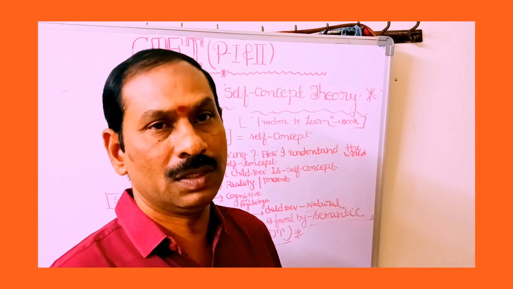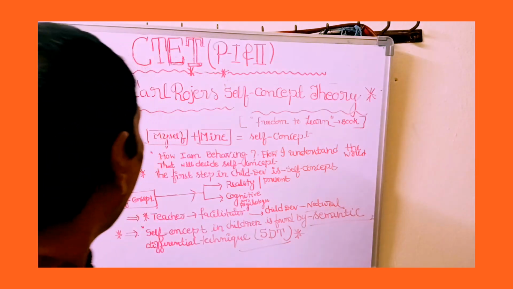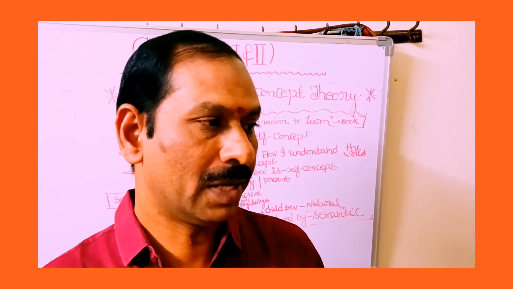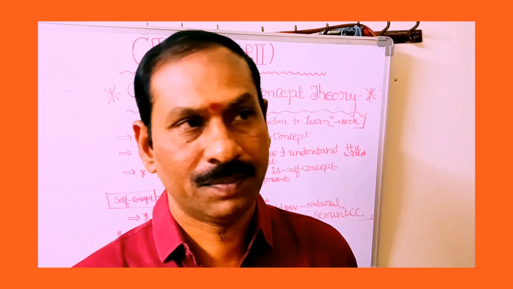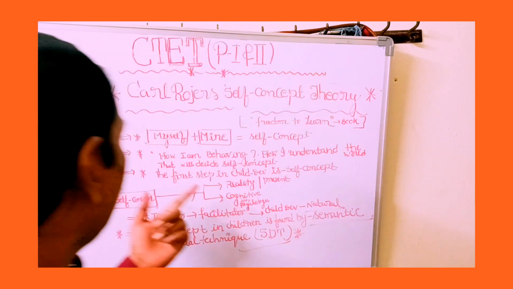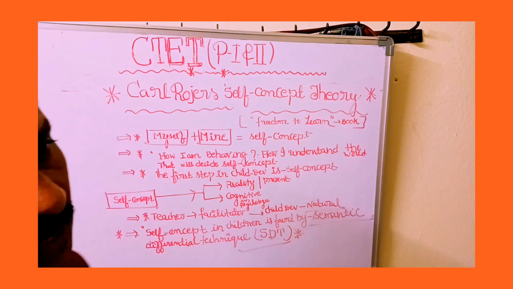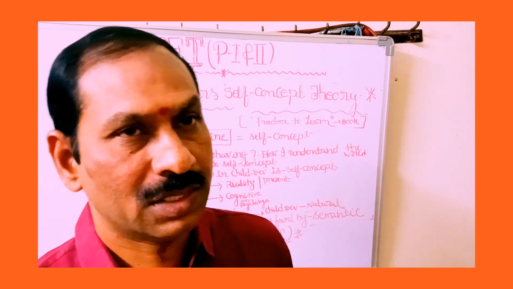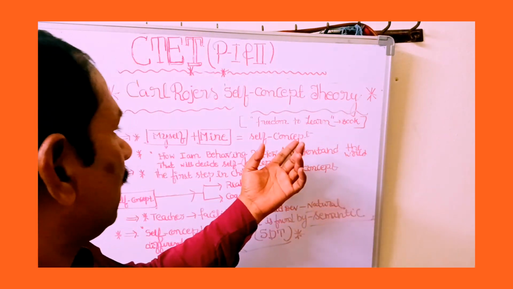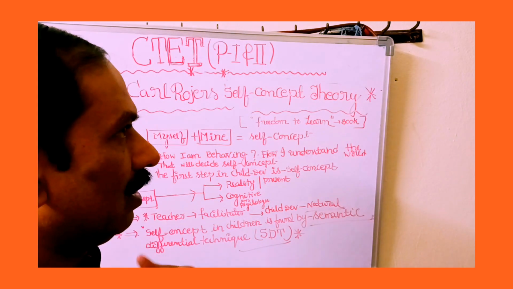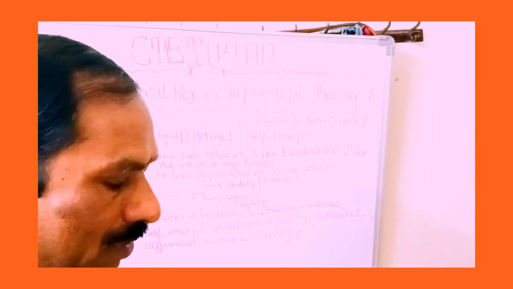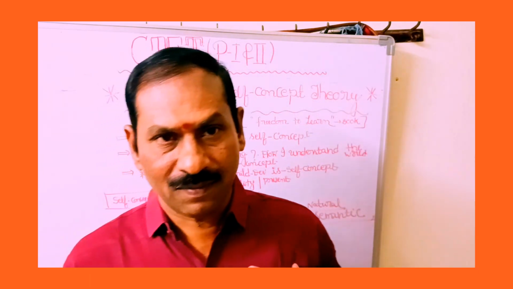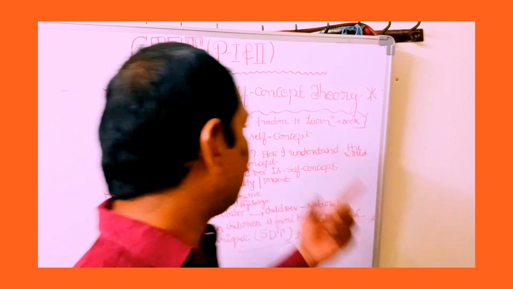According to Carl Rogers, he explained the theory of self-concept. According to him, myself and mine is known as self-concept. Self-concept is nothing but myself and mine. If I am thinking about myself and mine, that is known as self-concept.